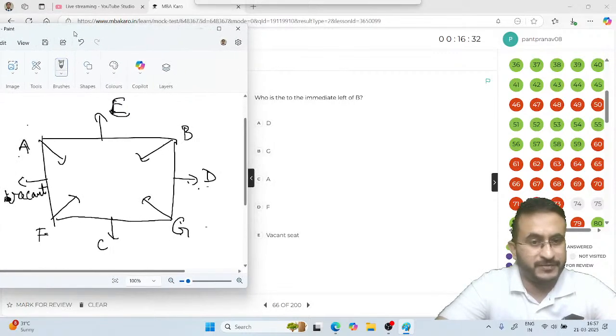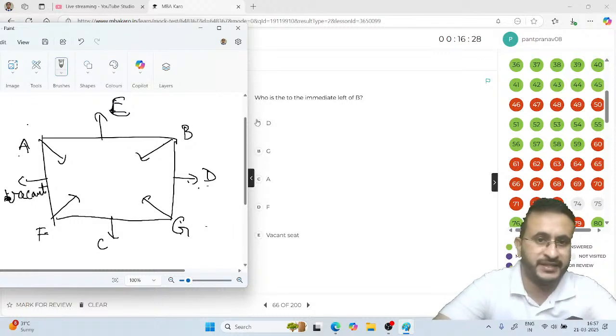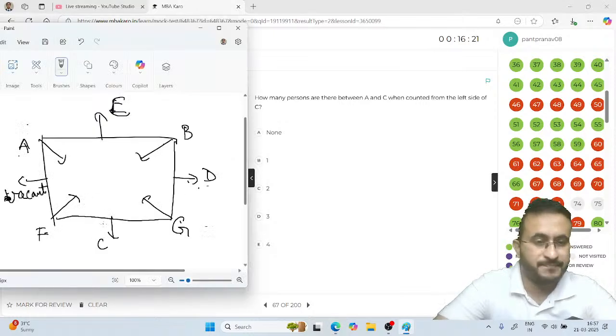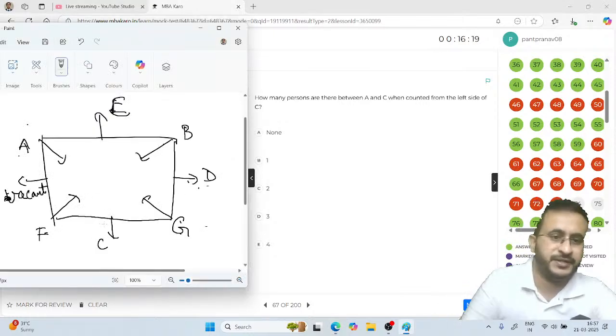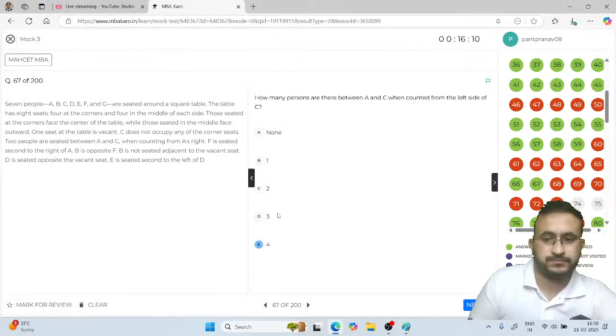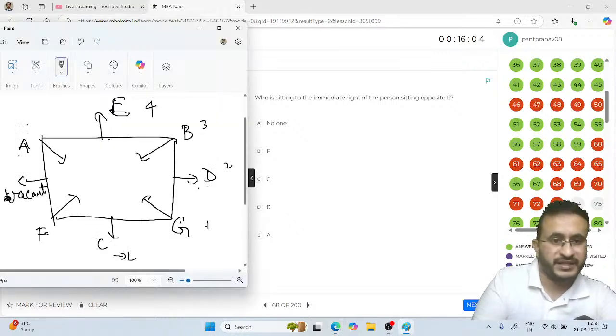Immediate left of B. Right side E is, left side D. A C from the left side of C. So this is C, this is the left side of C. So 1, 2, 3, 4. Immediate right of the person sitting opposite E. Opposite E, the immediate right is F.